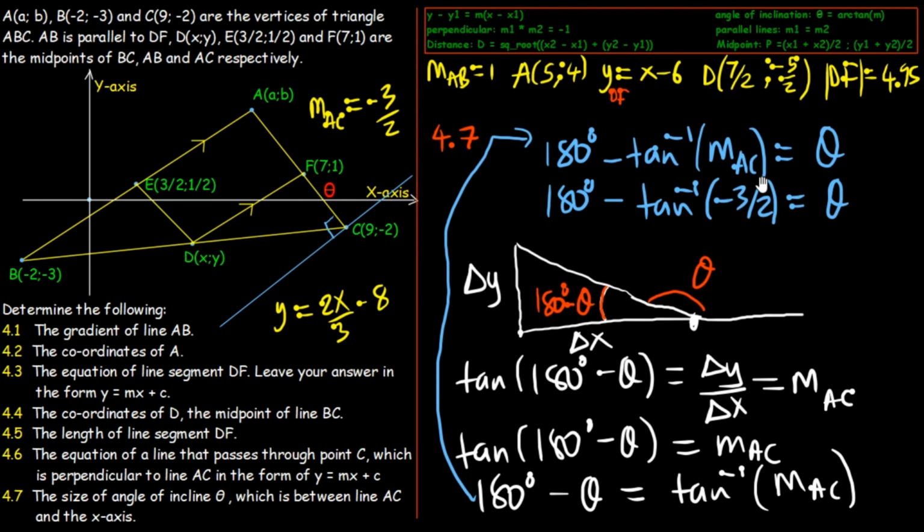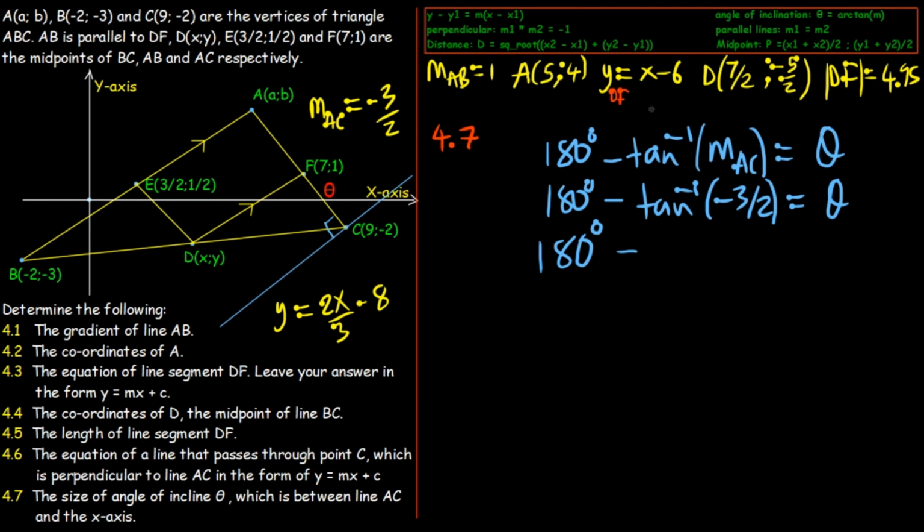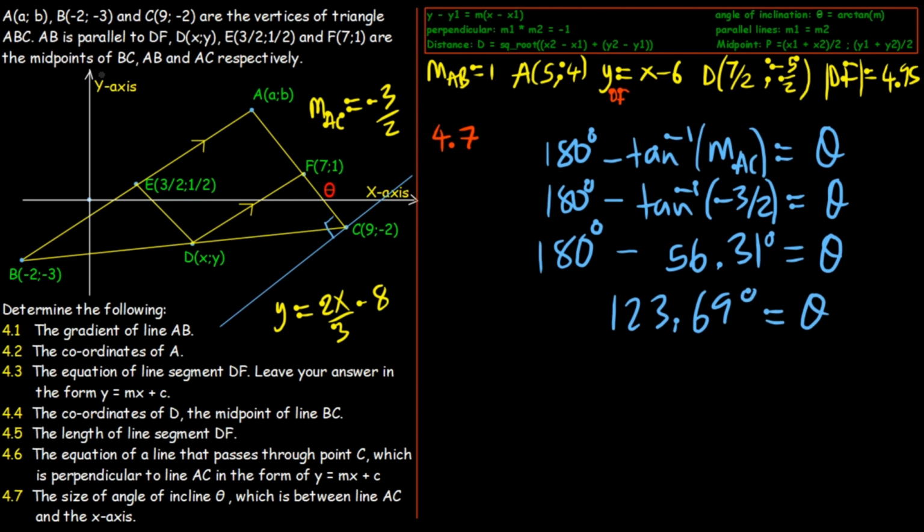So just punch this value into your calculator. You press second function tan and then -3/2, and you get a value of 56,31 to 2 decimal places. And if we subtract these two values, we get 123,69 degrees as our value of theta. All right, so this is our solution.